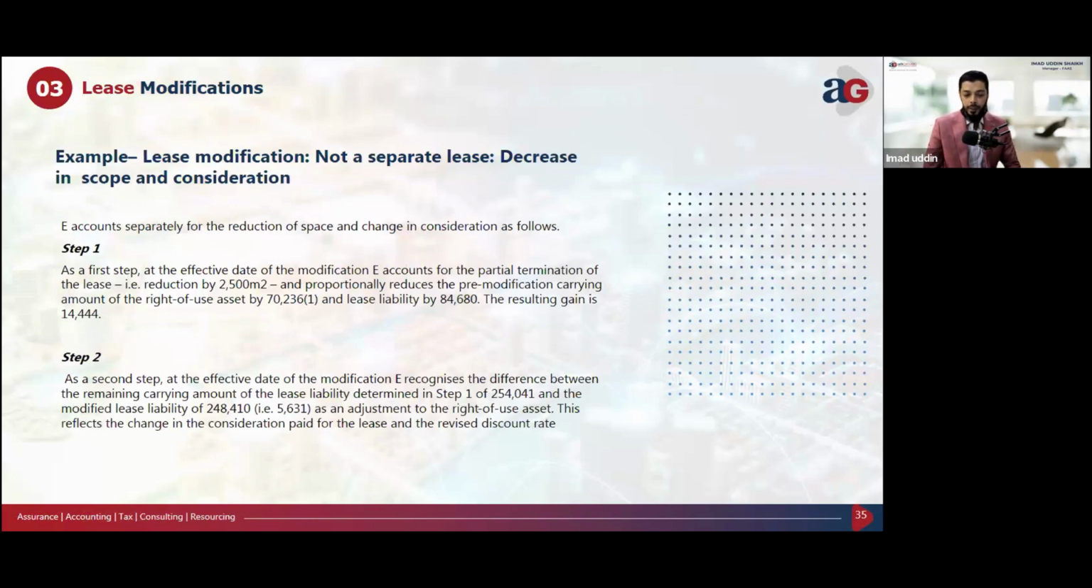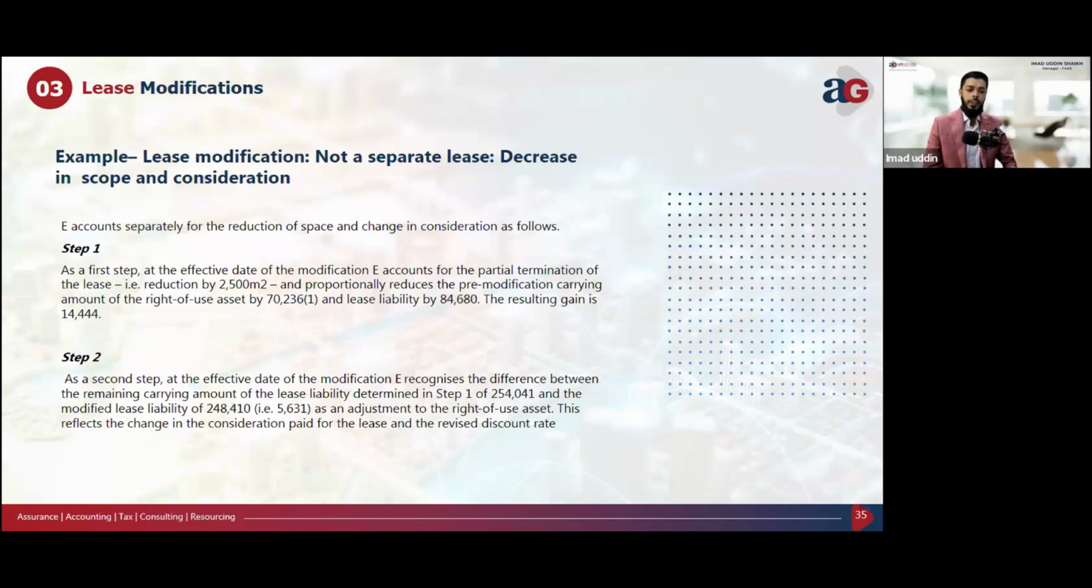So there are two steps. At step 1, as I said, we would proportionally reduce the pre-modification carrying values. So the right of use asset would be reduced by 70,000 and the lease liability would be reduced by 84,000. Because in step 1 we are not adjusting both the asset and liability by the same amount, we are reducing each of those by 25%. Therefore, the decrease would never be the same, and there would be a resulting gain or loss. In this particular case, we are reducing the asset by 70,000 and reducing the liability by 84,000, which means we are reducing the liability more, and therefore we have a gain. And this is considered as a partial gain on termination.